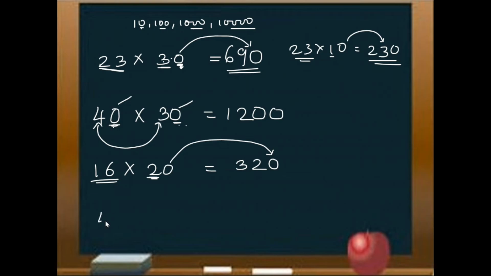Suppose I have 46 times 400. So here also I am going to multiply 46 with 4, and then to the answer I will add the remaining 2 zeros. So 46 times 4 is 184, and then add the remaining 2 zeros. So your answer is 18,400. Right? Let's take some more examples.